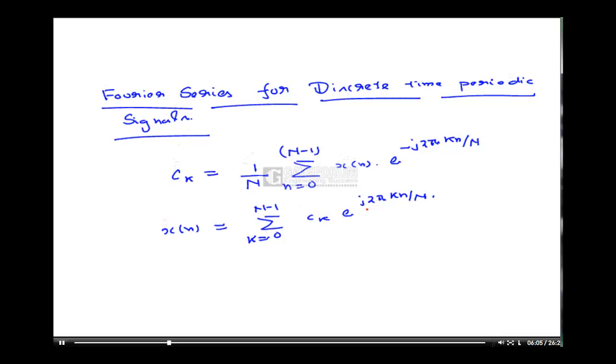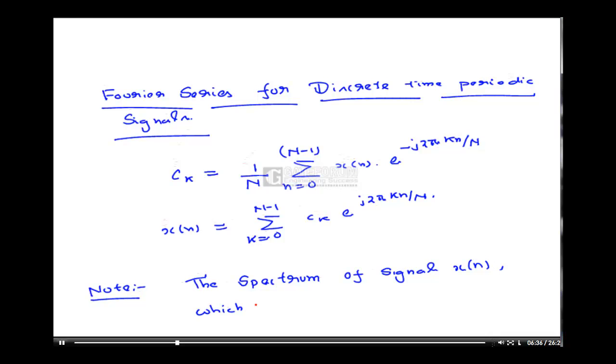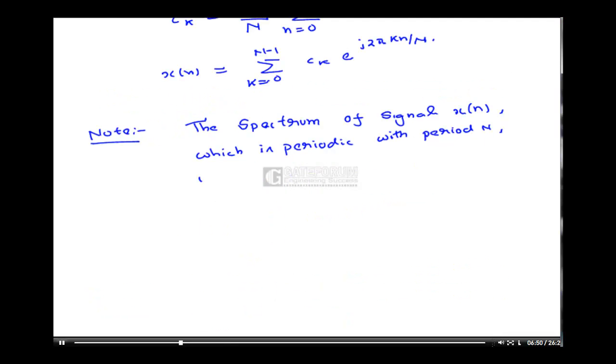Therefore, the number of components in the period of xn is also equal to N, and the period of Ck, the Fourier series, is also equal to N. Write a note: the spectrum of signal xn, which is periodic with period N, is a periodic sequence with period N. That means in both time domain and frequency domain, the period is equal to N.